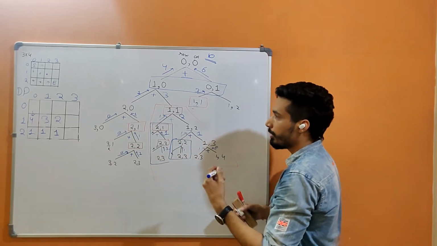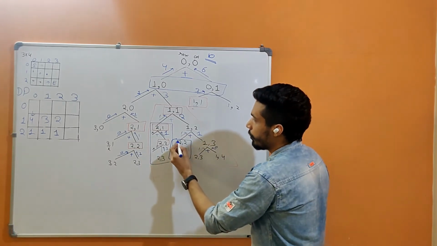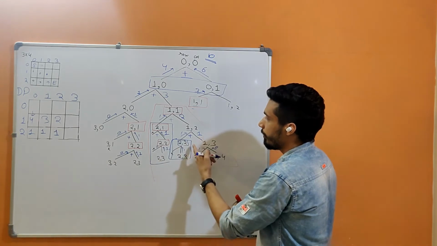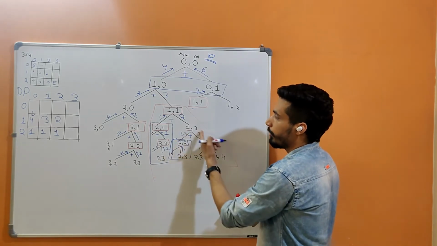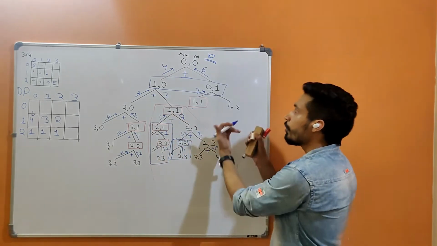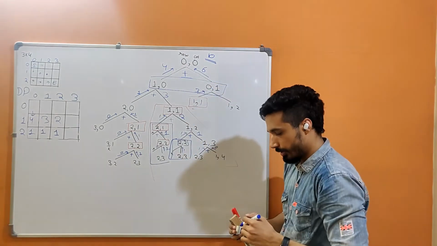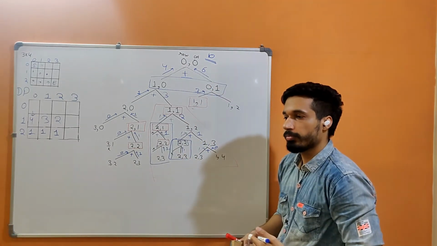All right. In the bottom-up approach, first we compute for 2 2, then we compute 1 3, and then 1 2, and then 1 1, and then we go slowly upward to find the result. All right. In the bottom-up approach.